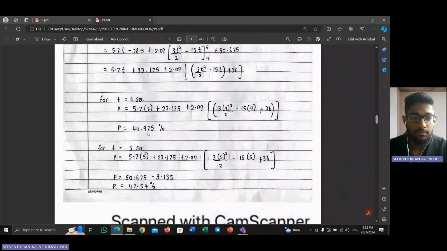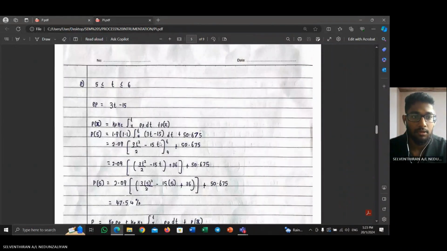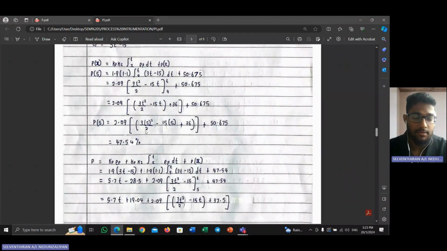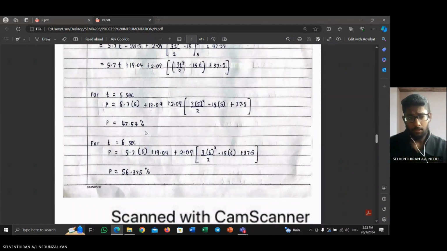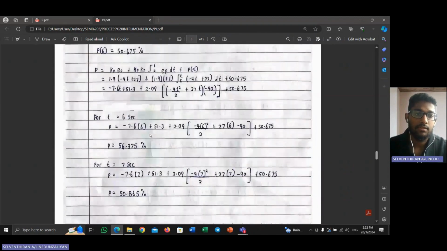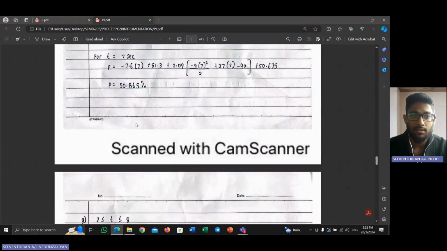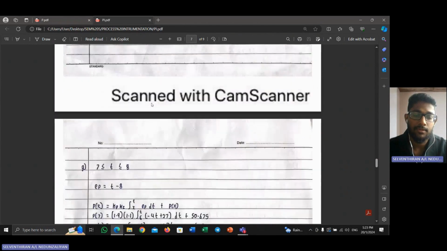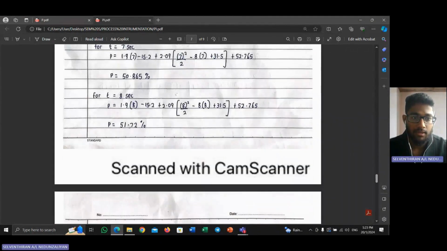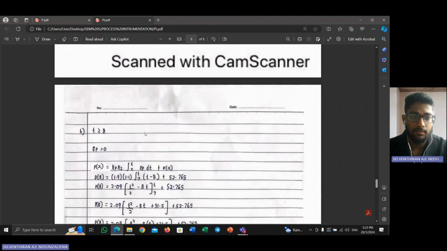The same we get here also. And then for 5 to 6 seconds also the same, and 6 to 7 seconds. So there are no changes on both sides. For the 7 second, we get 50.865 percent, and here also the same. After 8 seconds, it is maintained at a constant level, which is 51.72 percent.